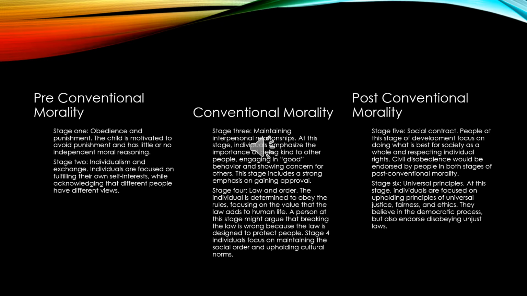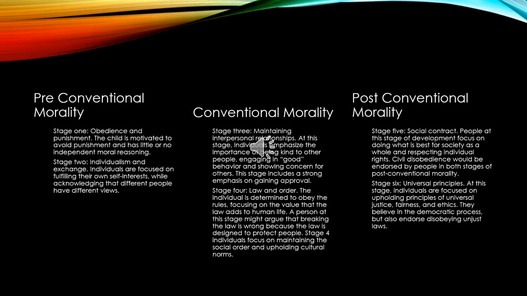The second level is conventional morality. Stage 3, maintaining interpersonal relationships. At this stage, individuals emphasize the importance of being kind to other people, engaging in good behavior, and showing concern for others. This stage includes a strong emphasis on gaining approval. Stage 4, law and order. The individual is determined to obey the rules, focusing on the value that the law adds to human life. A person at this stage might argue that breaking the law is wrong because the law is designed to protect people. At Stage 4, individuals focus on maintaining the social order and upholding cultural norms.